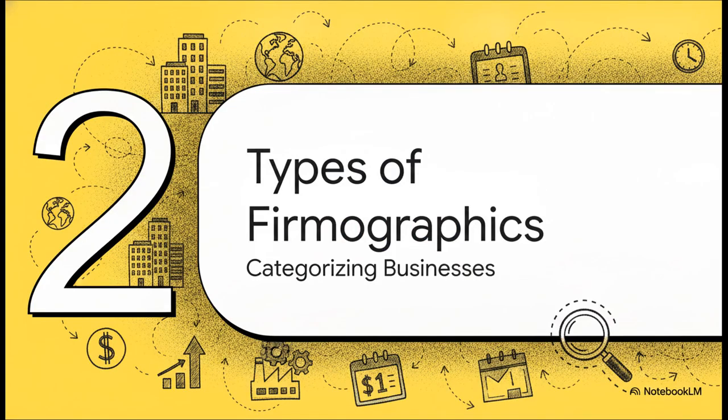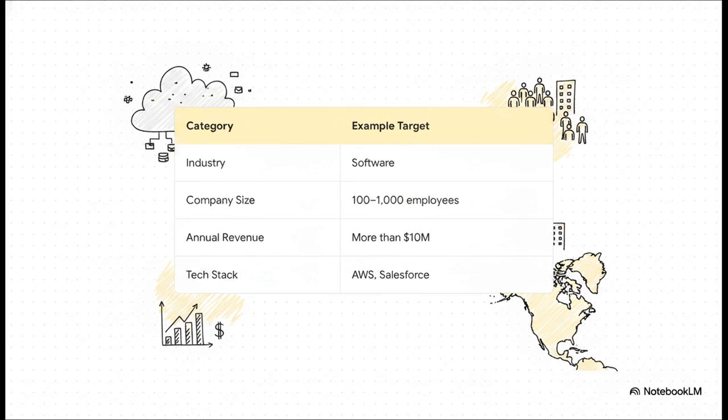Moving right along to Section 2, the types of firmographic data. Let's break down how we actually categorize these businesses. There are a few core categories businesses track to build out their profiles. You've got industry, like software, healthcare, or retail, company size, which is usually measured by employee count, annual revenue, which is a great indicator of purchasing power and organizational maturity, geographic location, getting down to specific regions or even headquarters, and crucially, the technology stack, knowing what software a company is already using.